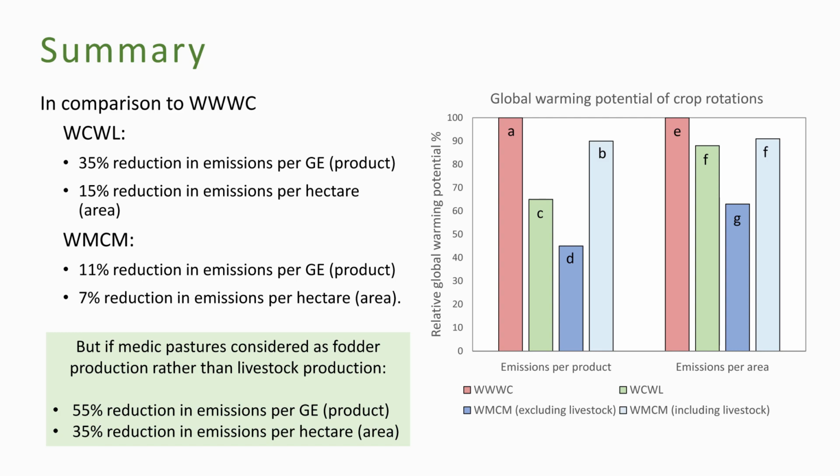Then with the medic system, so wheat, medic, canola, and medic, there was an 11% reduction in emissions per product, which is the amount that you're outputting, and a 7% reduction in emissions per hectare, which is the area.